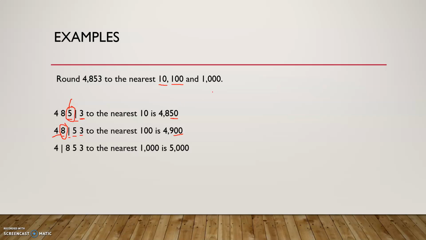Similarly, for the nearest 1000, this is the place value of 1000. We look at the next digit, which is 8, which is more than 5. Hence we increase this number by 1. Hence we go 5, and we make the rest of the numbers 0. So hence we go 5000, which is the nearest 1000 of 4853.